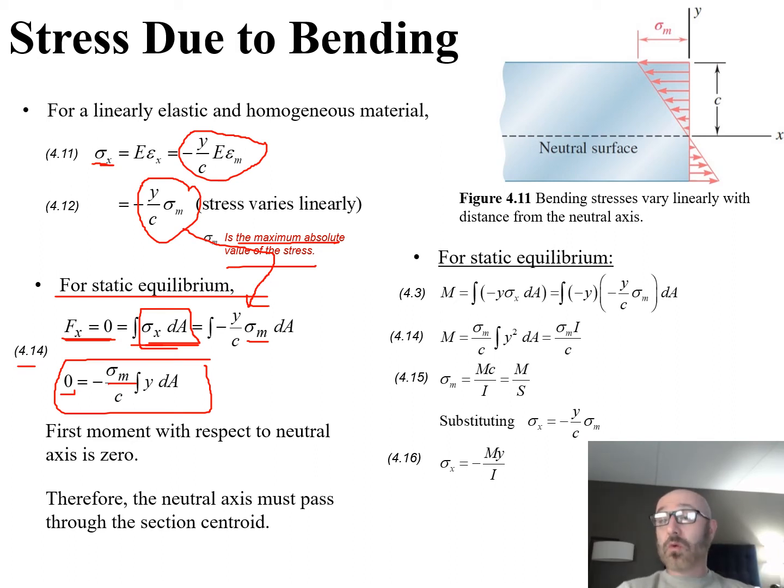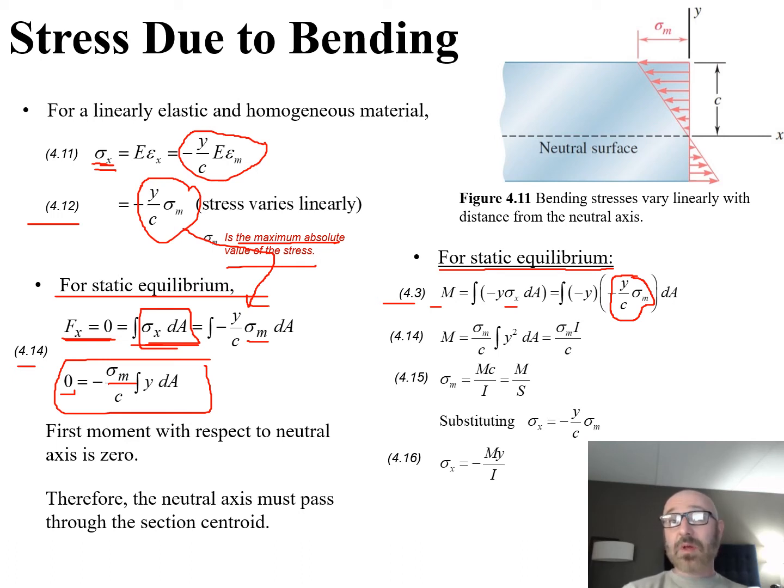Looking at some other equations related to static equilibrium, we can go back to equation 4.3, where our moment is equal to, after some substitutions, the integral of negative y sigma x dA. This is our negative y right there. Now we have our sigma x, which we can go back up to this relationship in 4.11 and 4.12. This says the moment is equal to the integral of negative y times negative y over c times sigma m, that maximum absolute value of stress, dA.